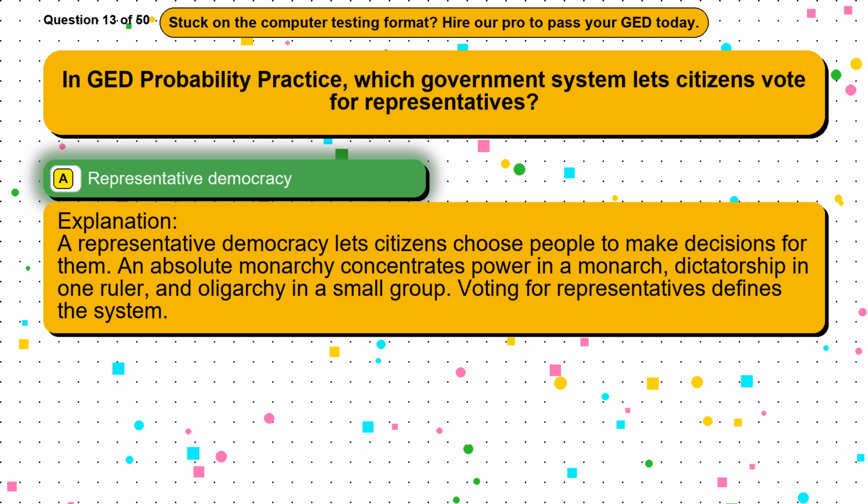A representative democracy lets citizens choose people to make decisions for them. An absolute monarchy concentrates power in a monarch, dictatorship in one ruler, and oligarchy in a small group. Voting for representatives defines the system.